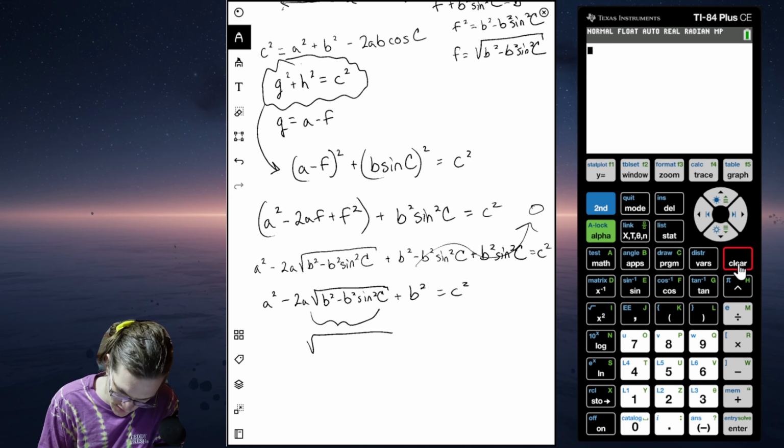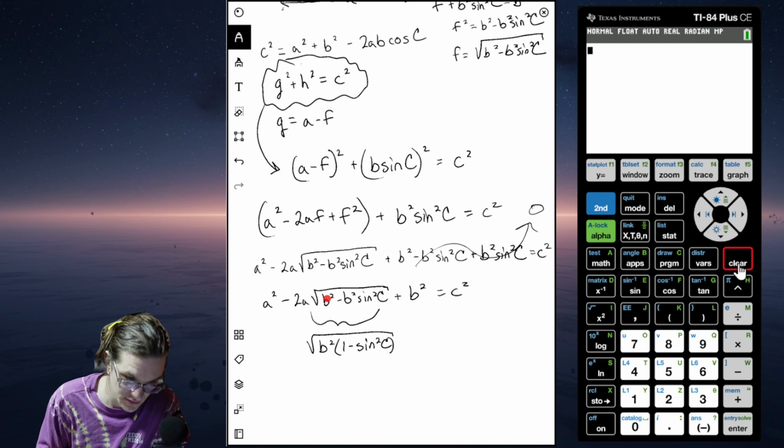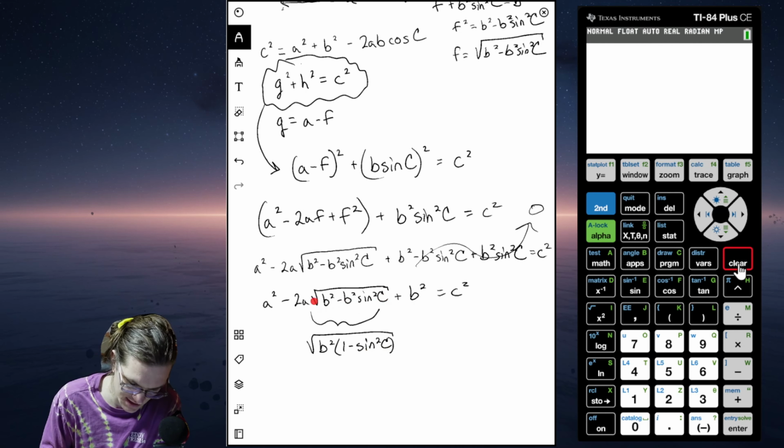You take this part inside the square root, and I'm going to pull out a b squared. Why would you do this? Well, it's because we want to prove law of cosines to be true. And so you see how you can do that. See the b squared distributes. So b squared times 1 is b squared. B squared times negative sine squared c is negative b squared sine squared c, all in the radical square root. So that's what we have.